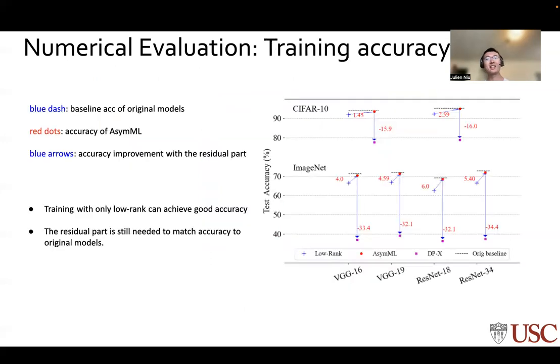The second experiment we run is to measure the training accuracy. If we compare SML and the original baseline, you can see the training accuracy of using SML is almost the same as the original model. And if we compare SML with DPX, which is the method that directly adds noise to the raw data to achieve the same privacy guarantee, DPX suffers a lot of accuracy drops.